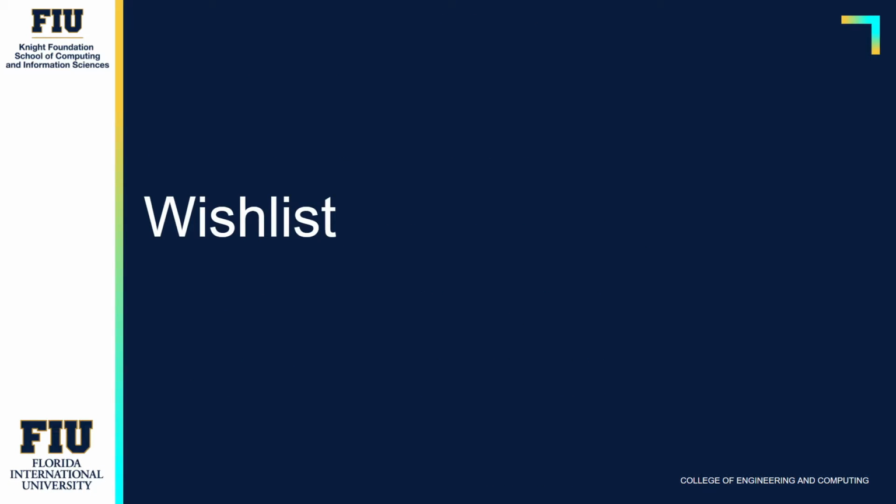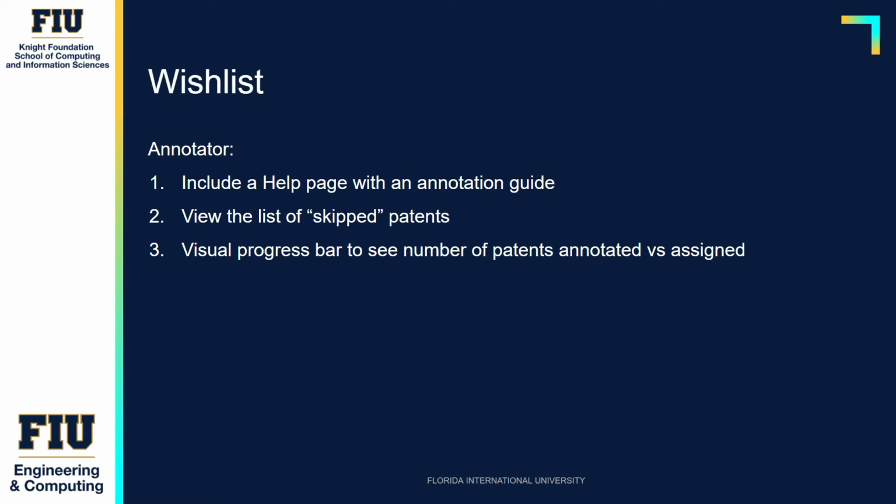Hello everyone. So talking about the wish list, I'll go on starting from the admin side. Actually, for the annotator first. So for the annotator, the first thing that we wish to do in the future is include a help page with an annotation guide. Since our application is developed for the people at USPTO, there might be some new annotators that study in the platform, and it will be helpful for them to see a quick guide on how to annotate certain patents and certain categories.